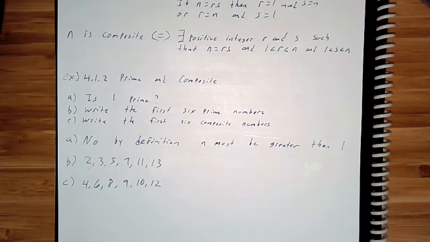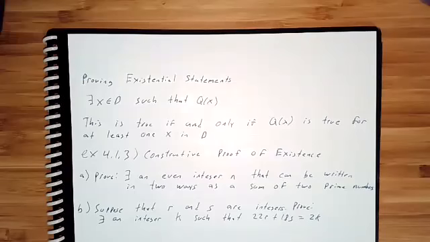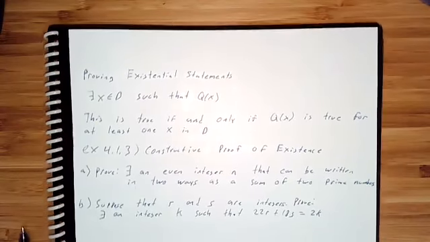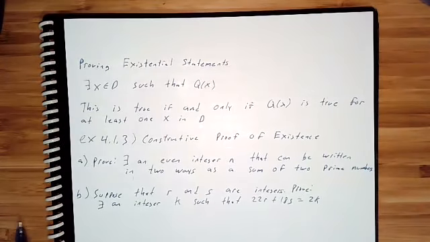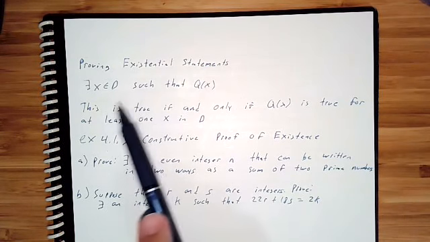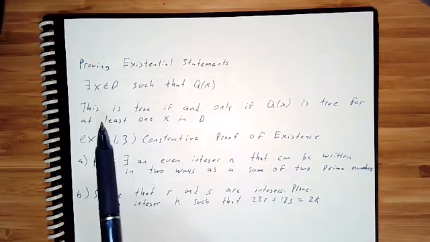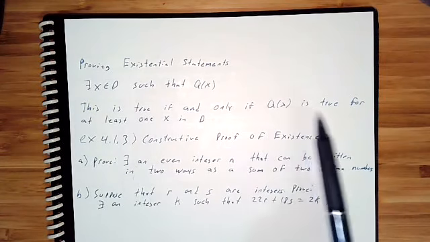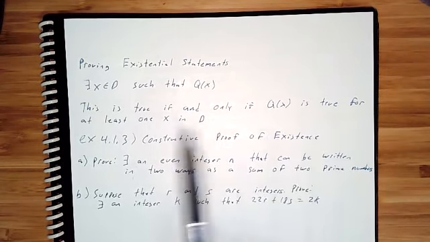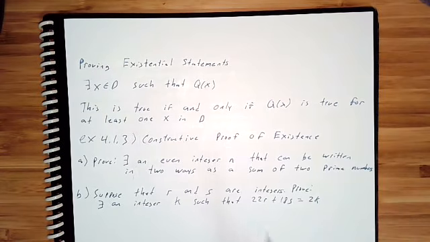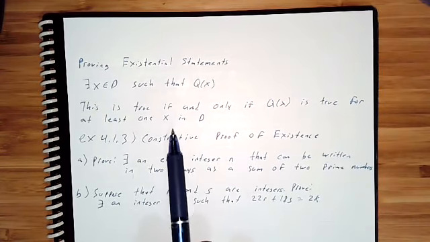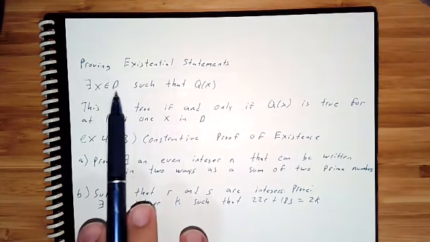Okay, let's do another example. All right, so let's talk about proving existential statements. So there exists x in D such that Q of x. So any general statement like this is true if and only if Q of x is true for at least one x in D. So you're just going to find one element x in that set D.